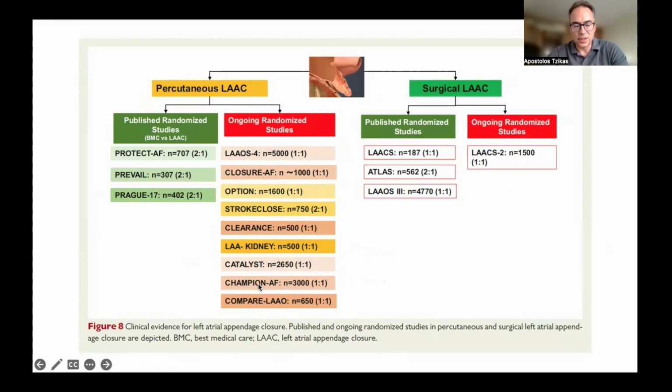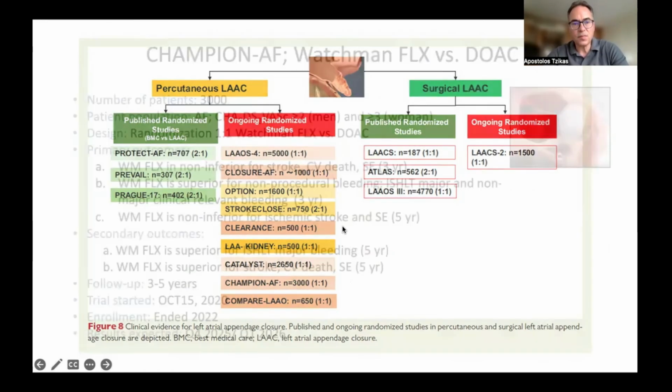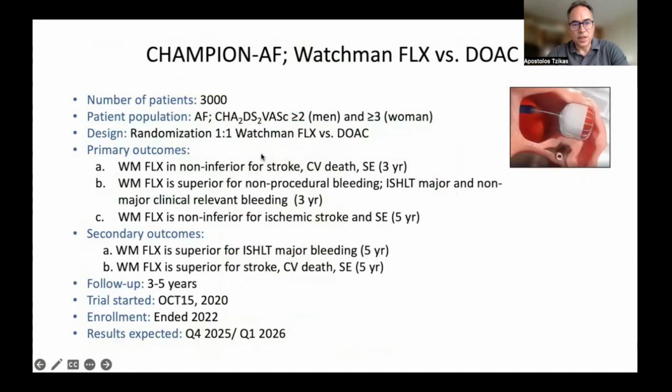And the top study that we're expecting soon is the CHAMPION-AF study. This will be completed in February next year, and this may change completely the field of stroke prevention. So this study compares LA closure with Watchman to NOACs in all comers. It means that every potential candidate who has a CHA2DS2-VASc score of 2 or more is a candidate. No issues with previous bleeding.